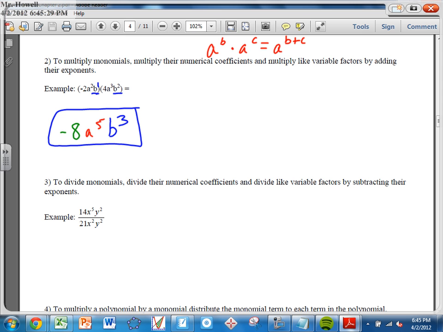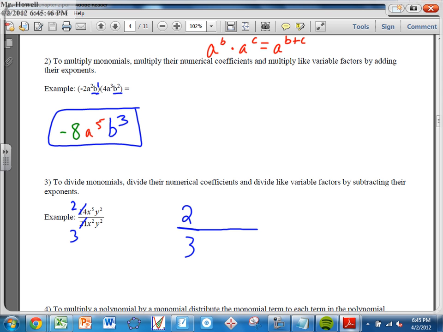Here we have division. Whenever you have division, think about subtraction instead. First, let's reduce. 14 over 21 is really 2/3. How do I know that? I just divided both of them by 7. Reduce by a factor of 7 first. So my answer will have a 2/3 for sure.